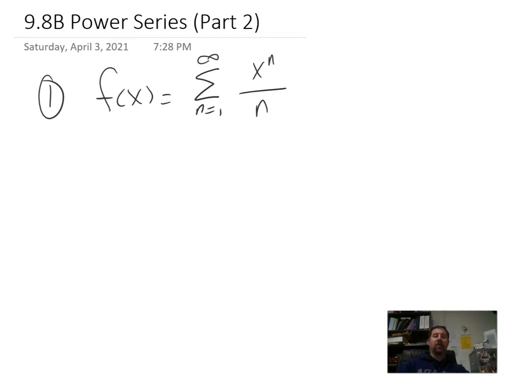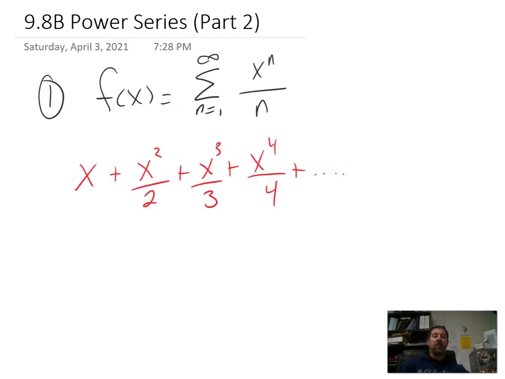Let's look at this power series here. All right, looks friendly enough. Let's first write out a few of the terms, just so we can see what it looks like. If you plug in 1, you would just get x to the first over 1, or x. Plug in 2, I get x squared over 2, x to the third over 3, and so on. Looks similar to the e to the x one, kind of, except it doesn't have the factorials. Okay, now let's look for the interval of convergence.